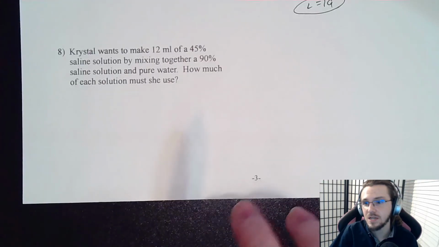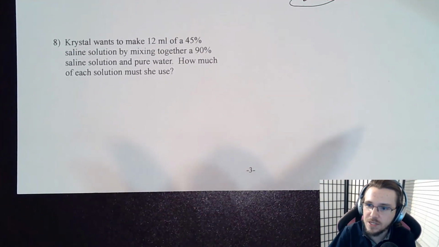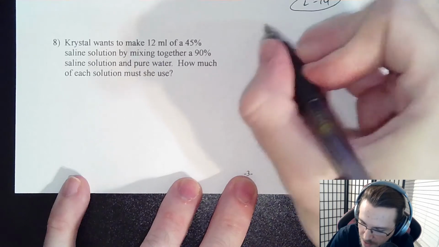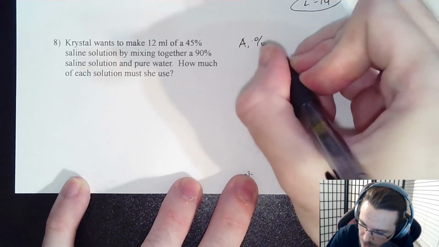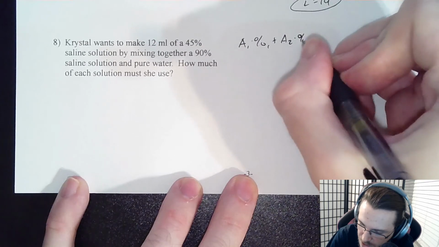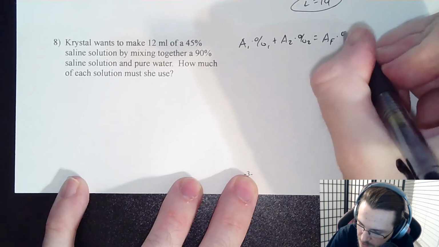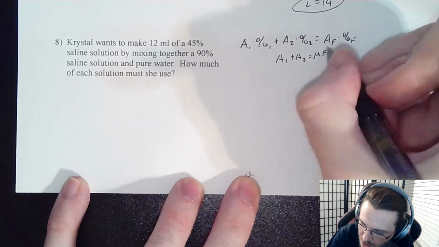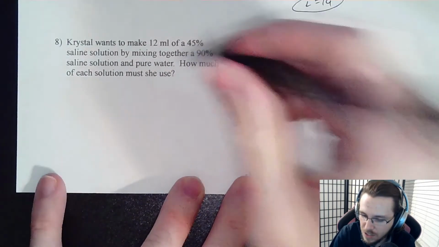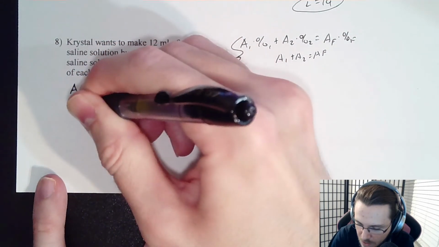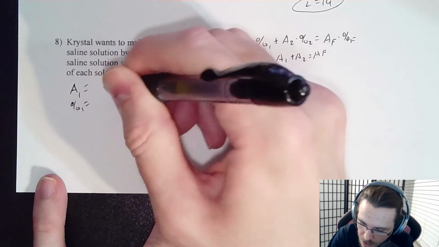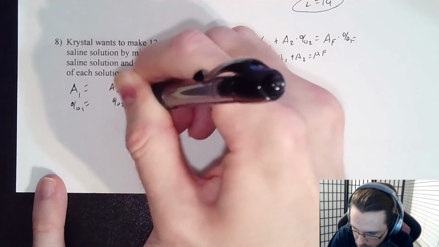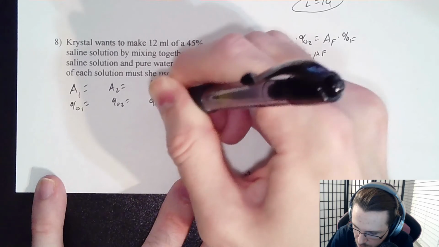So Crystal wants to make 12 milliliters of a 45% saline solution. As a reminder, every single one of these questions that you want to solve always starts exactly the same. It is amount 1 times percent 1 plus amount 2 times percent 2 equals amount final times percent final. And amount 1 plus amount 2 equals amount final. And this is going to be a system of equations. We just need to figure out what each one of these things is. Let's label it up. Amount 1 equals, percent 1 equals, then amount 2 equals, percent 2 equals, amount final equals, percent final equals.